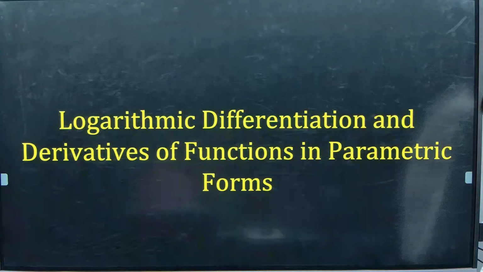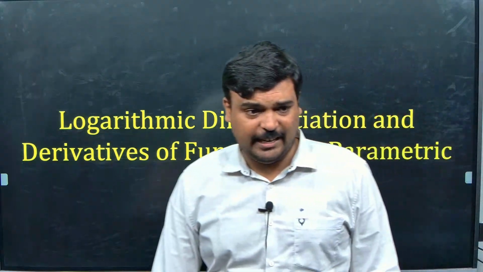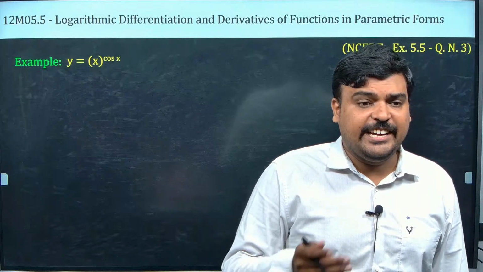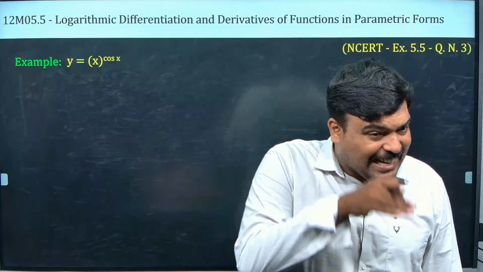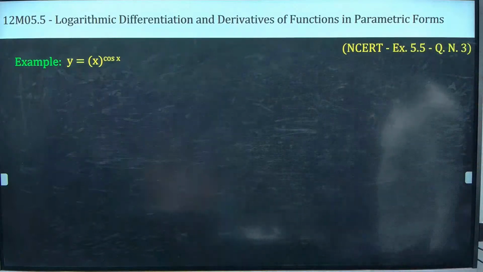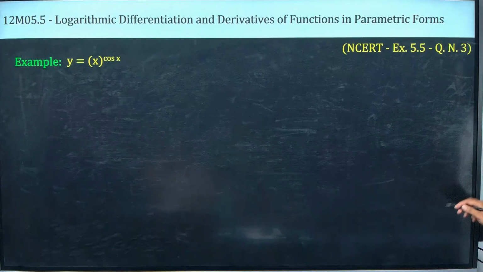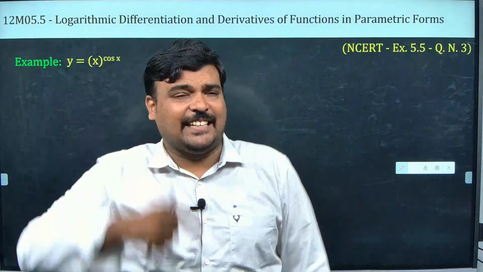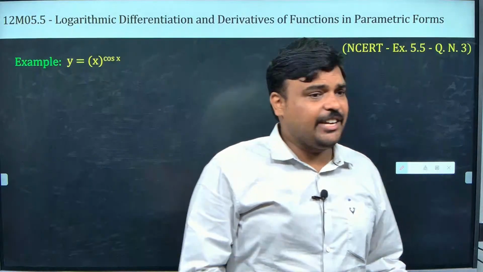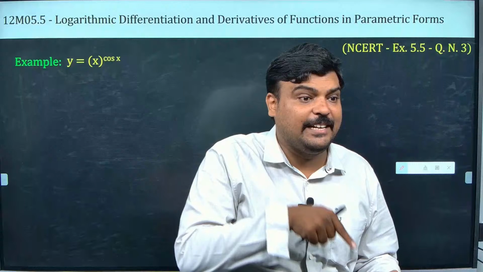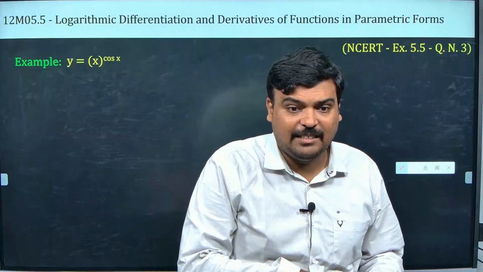Now I am going for logarithmic differentiation. Actually, what the logarithmic function is going to do is make the function easier. See guys, now the problem is x power cos x. How to differentiate this, guys? I can't use u by v. Even chain rule is impossible here.